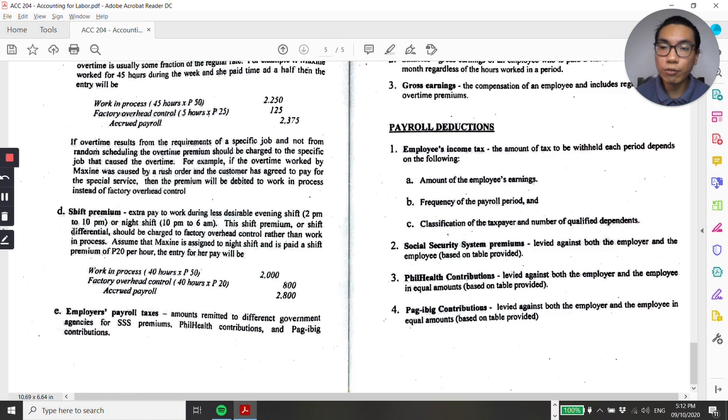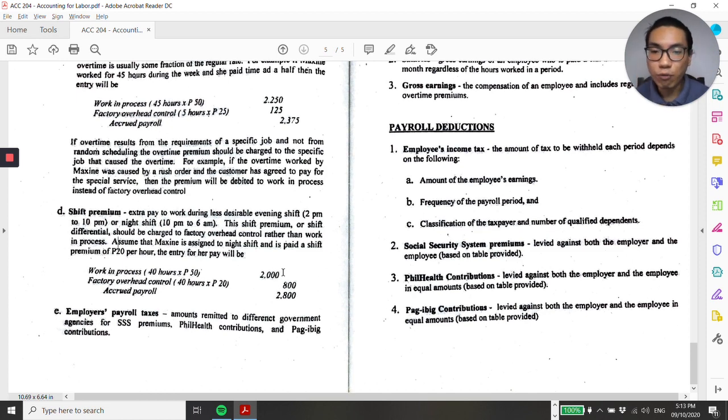And for the shift premium, assume that Maxine is assigned to a night shift daw. Yan. So, for the computation naman nung shift premium natin, given naman dito na meron daw 20 pesos per hour on the shift premium. And the entry for her pay will be, di ba kanina na-mention na 40 hours per week yung regular natin. And assuming na yung 50 pesos per hour rate pa din yung maa-apply, so that's 50 times 40 hours, which will give us 2,000 na directly charged as a payout to Maxine.